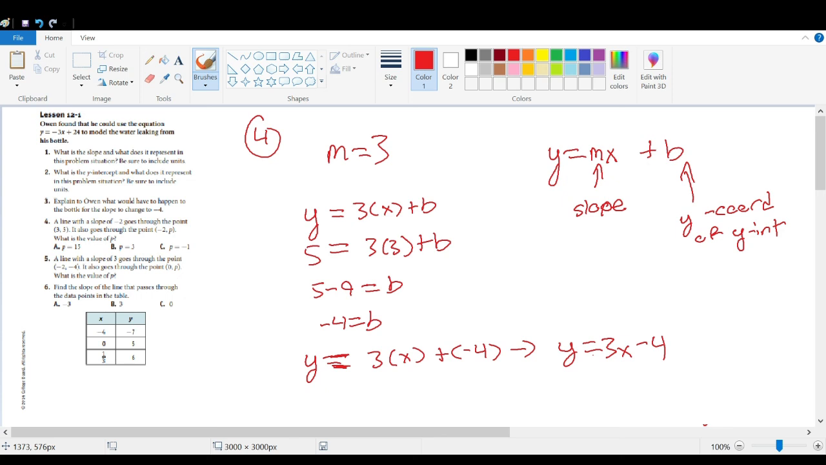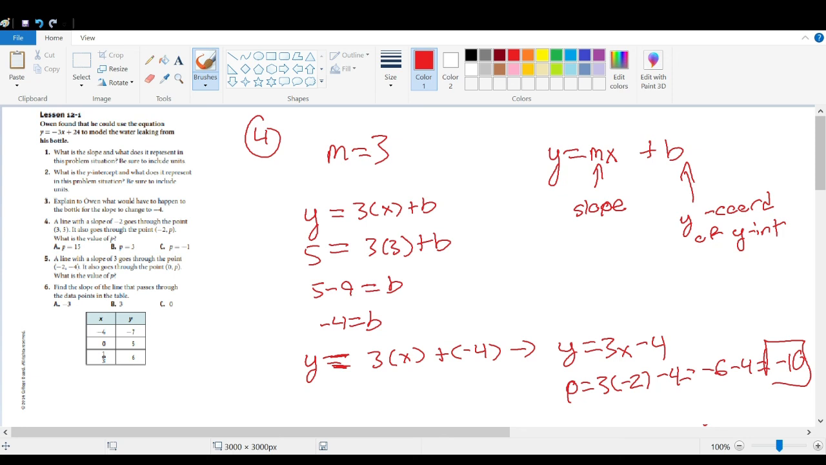And now we can finally go to the end of the problem, where we ask, what's the value of p? What they say is that there's a point -2, p. We can do the same thing as we did earlier: plug in our x and y. So we know that y is p, and x is -2. So p is going to be 3 times -2 minus 4, which is -6 minus 4, equal to -10. And that's all there is to it.